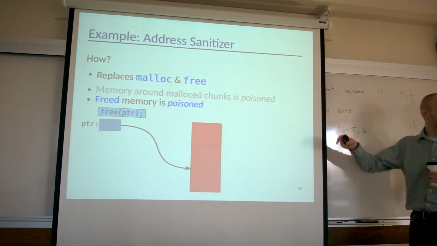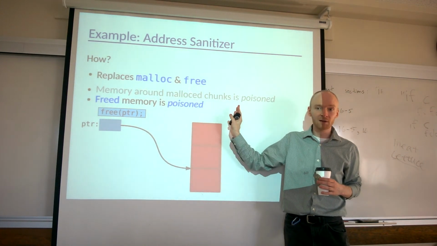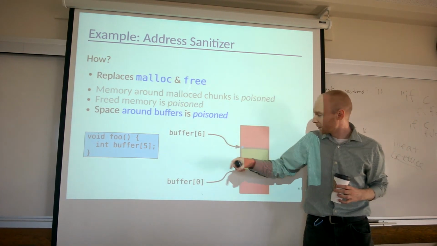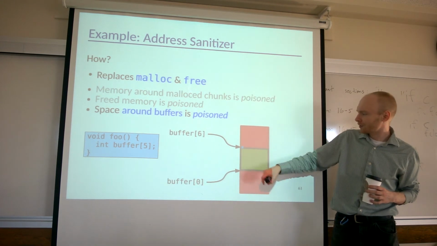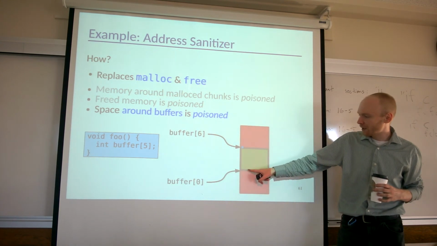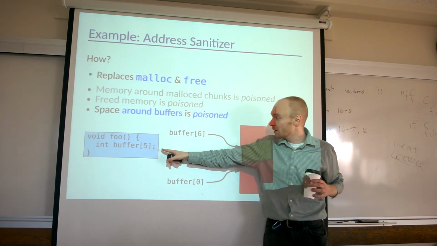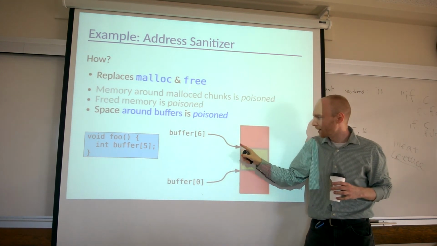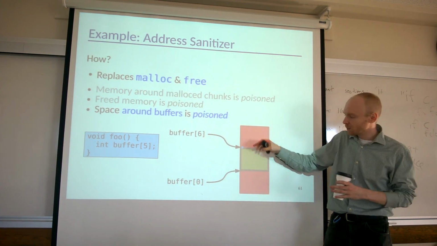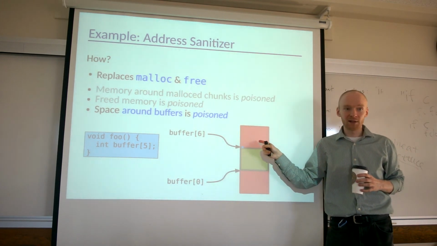And freed memory is poisoned entirely. So if you've got this chunk of memory that you allocated, you'll poison the whole thing when you free it. And then the space around buffers on the stack are also poisoned. So if you've got some buffer on the stack, well, the address to element 0 is at the bottom here. The address past the end of the buffer, well, I guess this should actually be a little bit higher. Buffer 5 would have been past the end, really, is at the end of this space. So an access below or above the valid buffer range will be poisoned, right?